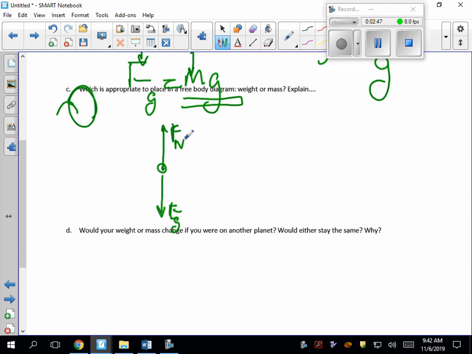Mass never makes it into a free body diagram. It's always the weight that goes in. And so some problems will set you up so that you're ready to go with the free body diagram by giving you a weight. Others will give you a mass that you need to convert. So that's something to keep an eye on.